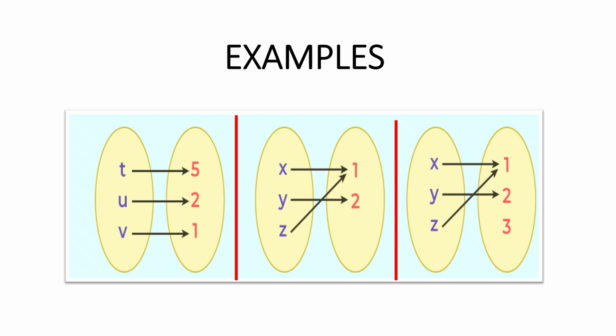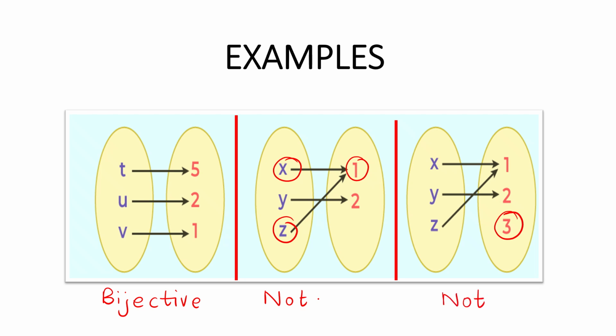Here are some more examples. The first one is a bijective function because for each input there is a unique output and all the outputs are used. Second one is not a bijective function because for two inputs the output is same, as it is not one-to-one function, so it is not bijective. In the third one, all the outputs are not used. 3 is left, it is not mapped, so it's not a bijective function.